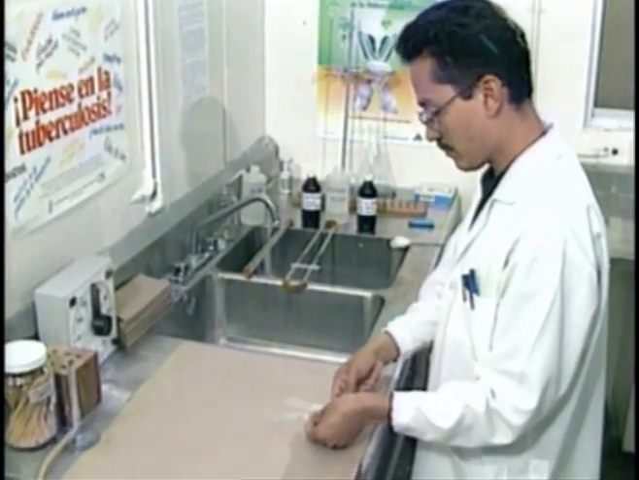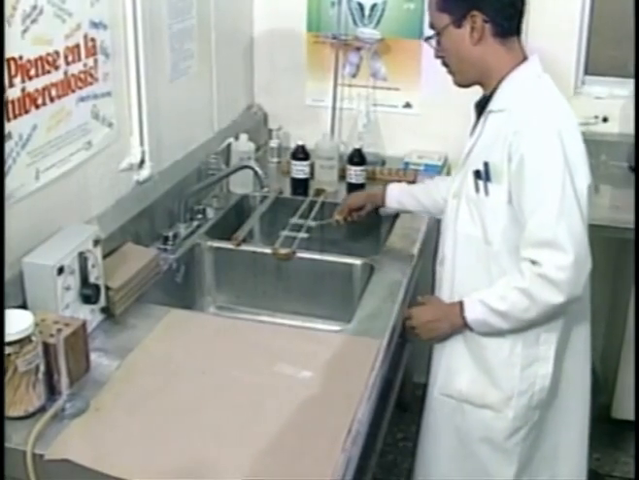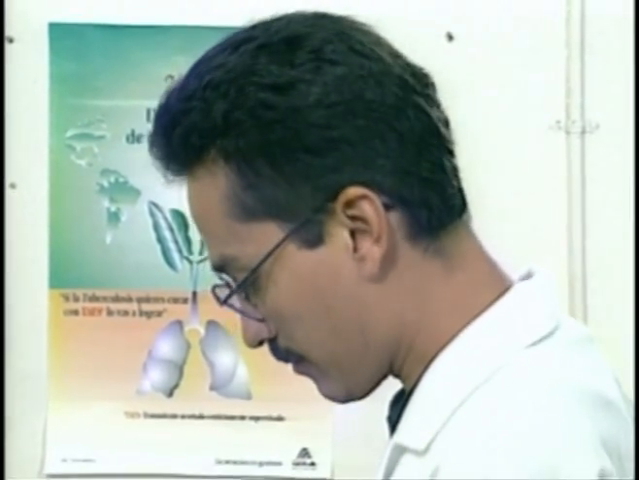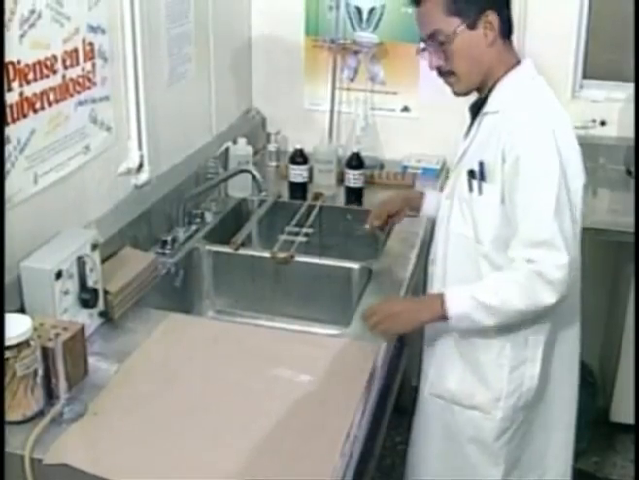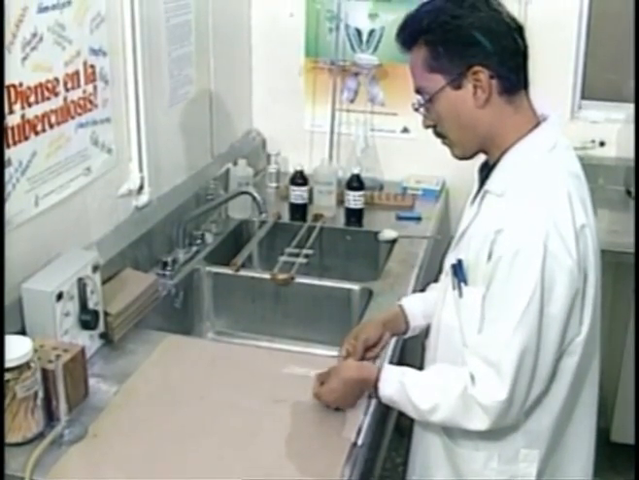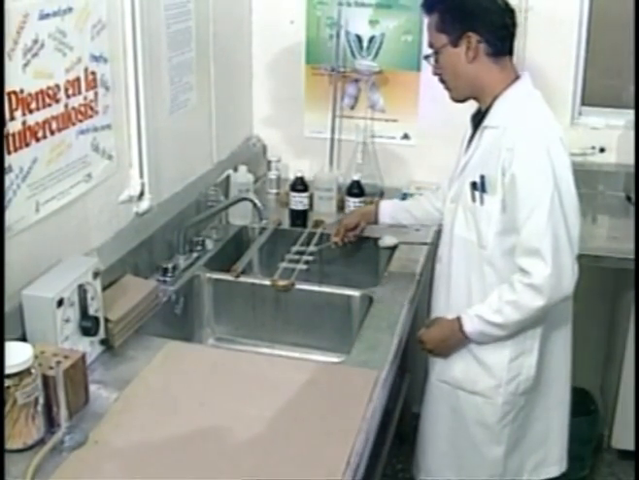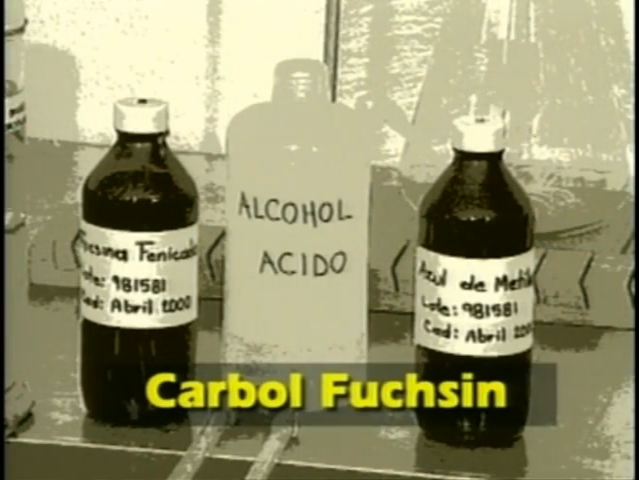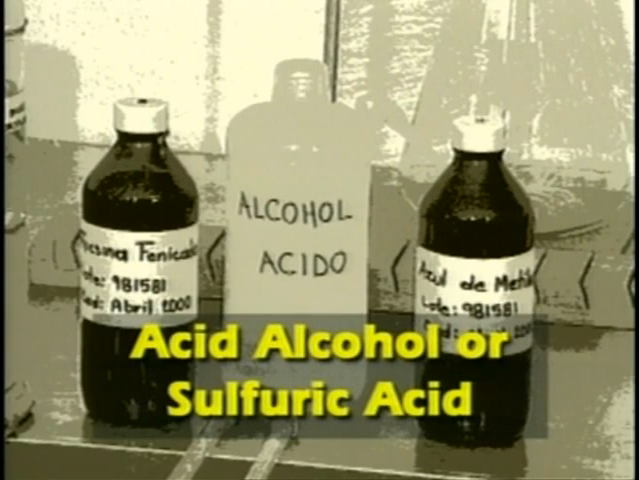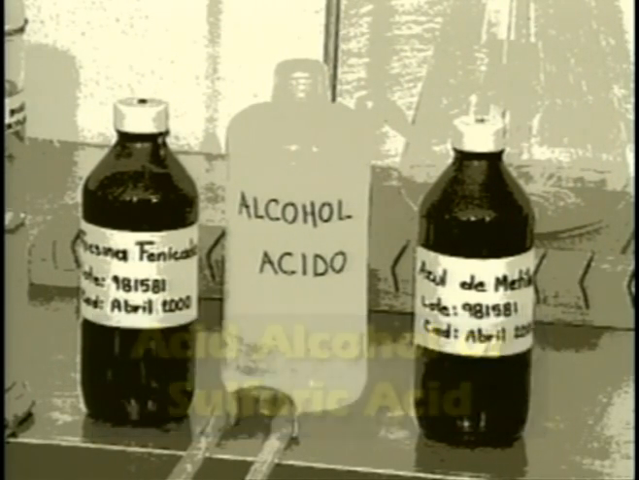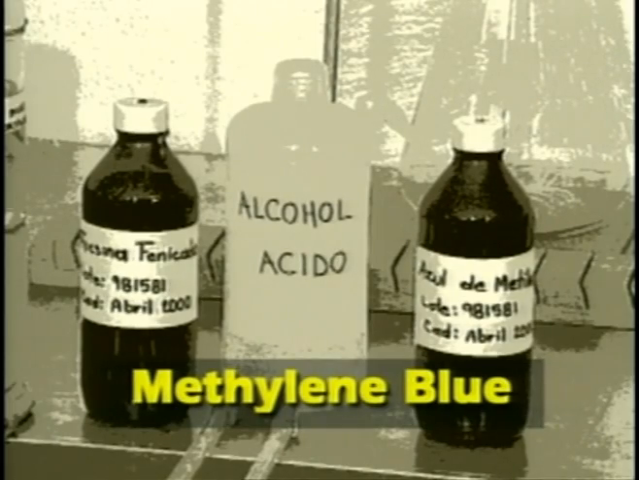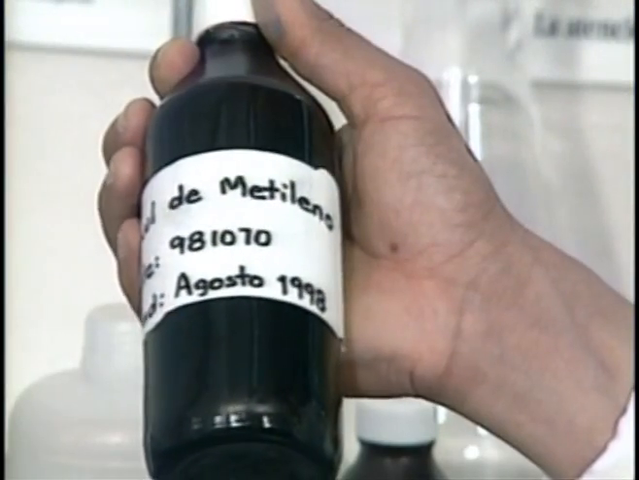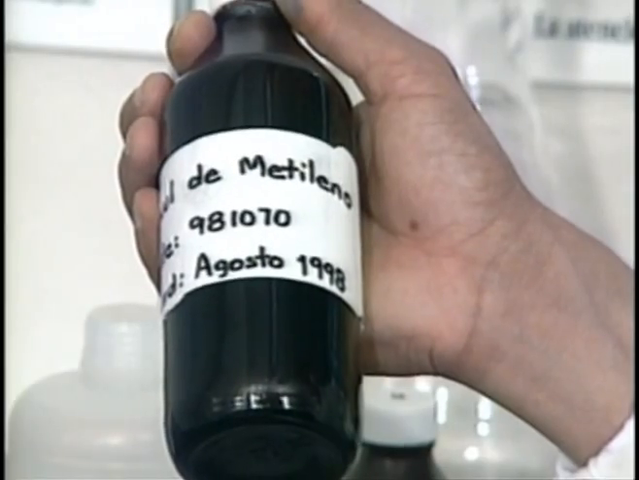To assure quality and consistency, many countries produce reagents in a central lab. If preparation instructions are required, consult the WHO and IUATLD manual for standard guidelines. Standard reagents are carbol-fuchsin, a decolorizing solution of acid alcohol or sulfuric acid, and the counterstain methylene blue. All reagents must have expiration dates.